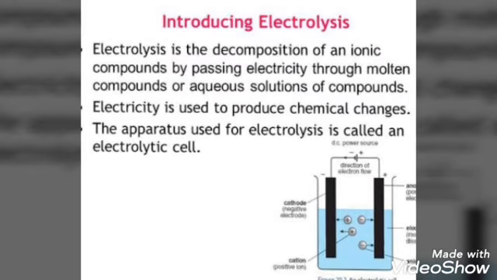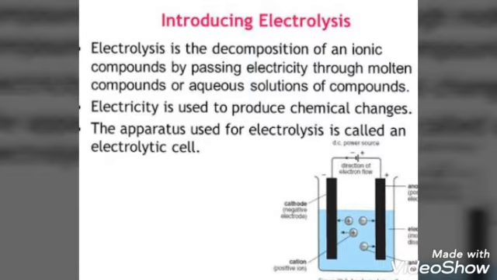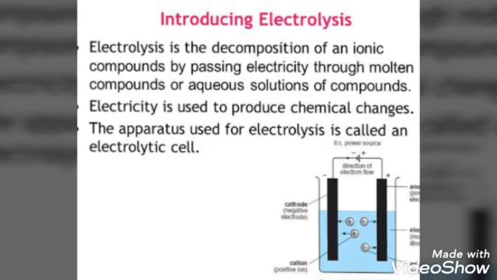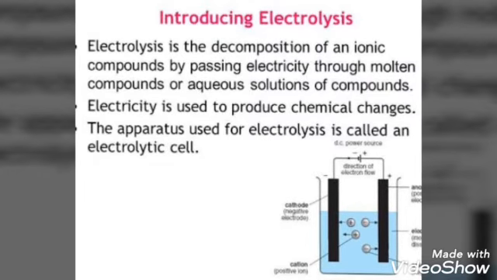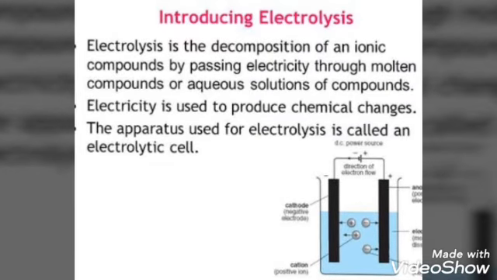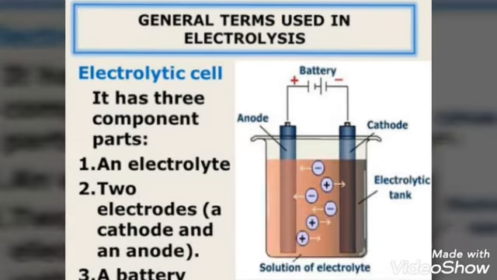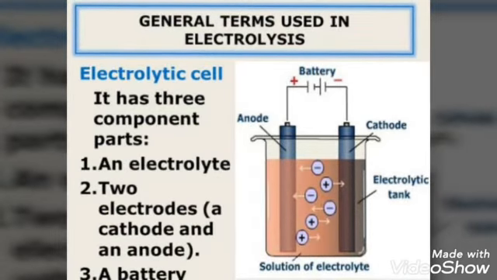Electrolysis. Electrolysis is the decomposition of an ionic or polar covalent compound by passing electricity through its molten or aqueous state. A chemical change takes place. For the process of electrolysis, some basic components are needed.